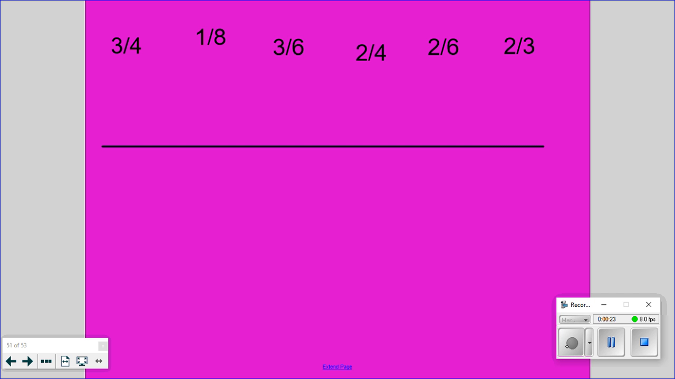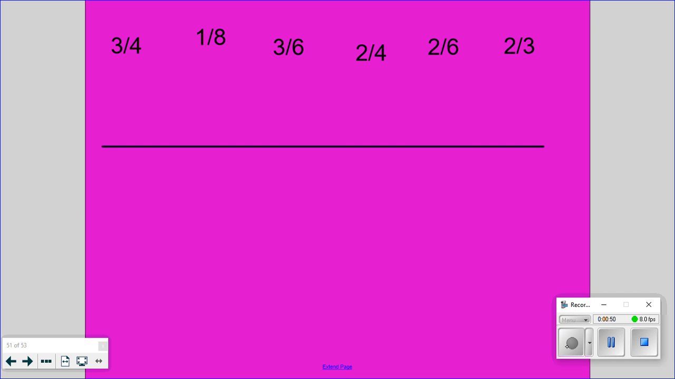Can someone remind me, what does the word estimate mean? Today we're going to be estimating. So what does that mean? Lucy, what does that mean? We're going to be putting close to spots. So it might not be the exact spot that 2/3 goes in, but it's going to be a close to spot. Go ahead and draw your number line.